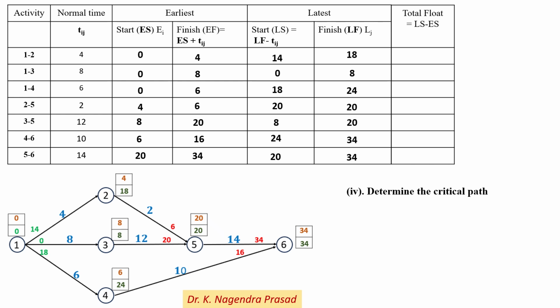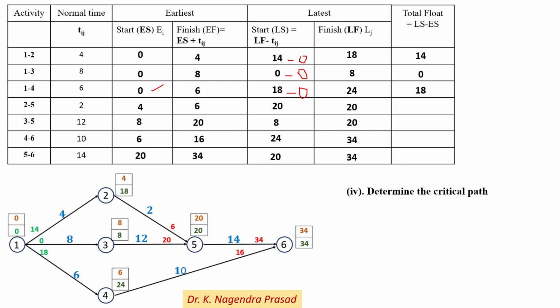For activity 1 to 2, the latest start time is 14 and the earliest start time is 0, so the total float is 14 minus 0, which is equal to 14. For activity 1 to 3, the latest start time is 0 and the earliest start time is also 0, so 0 minus 0 is equal to 0. Next for activity 1 to 4, the latest start time is 18 and the earliest start time is 0, so 18 minus 0 is 18. So the total float for activity 1 to 4 is 18.